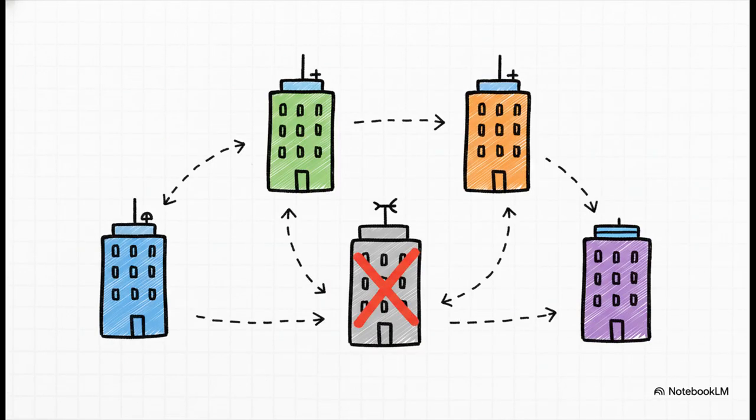Second is fault tolerance. Because all the services are independent, the failure of one doesn't have to crash the whole application. With patterns like the circuit breaker we just talked about, the city can gracefully handle one building being closed for repairs while the rest of the city keeps on running without a hitch.